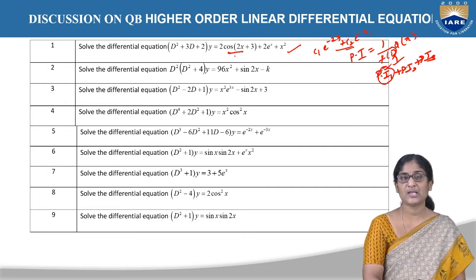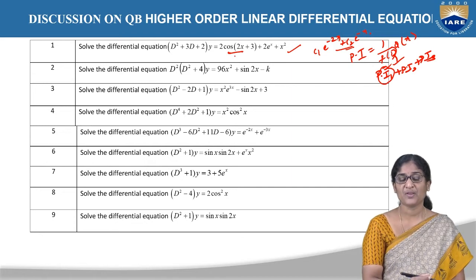Now coming to particular integral 2. How to get it? It is 1 by D squared plus 3D plus 2 into 2 e to the power of x. If you substitute D equal to 1, we get 1 by 1 plus 3 plus 2, that is 1 by 6, so e to the power of x is the particular integral for the second one.